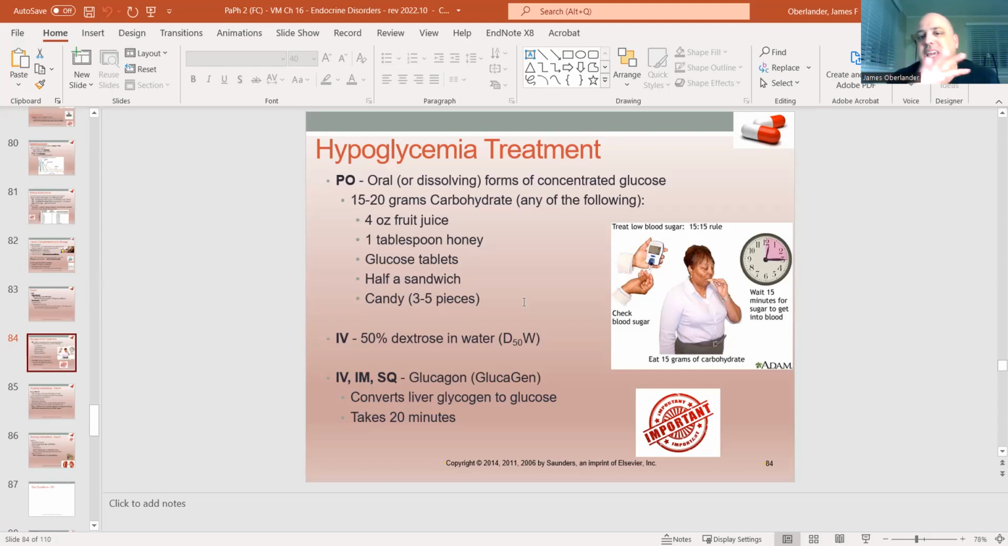So this PO part where it's 15 grams, it's the 15-15-15 rule, or 15-15 rule, I don't care how many 15s you say, but you give them 15 grams, you wait 15 minutes, then you recheck. If they're still low, you give them another 15 grams, you wait 15 minutes, you recheck. If they're still low, you give them 15 grams, you wait 15 minutes, and you guys get the picture.